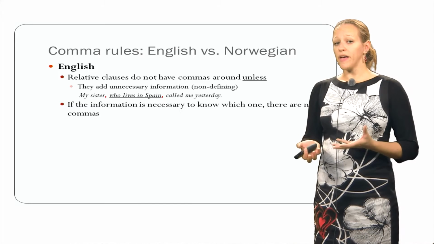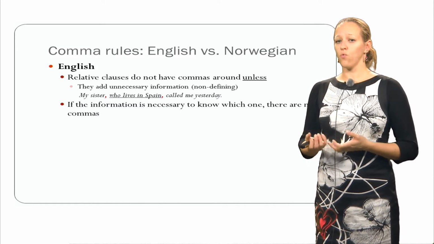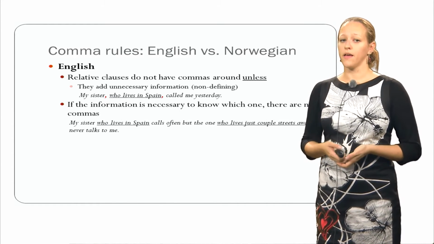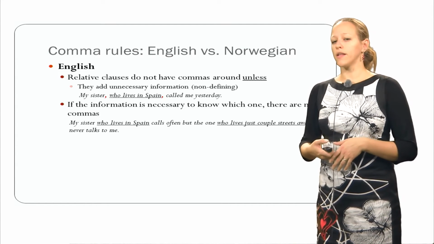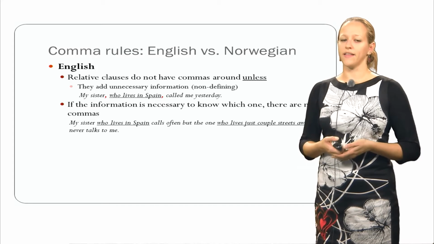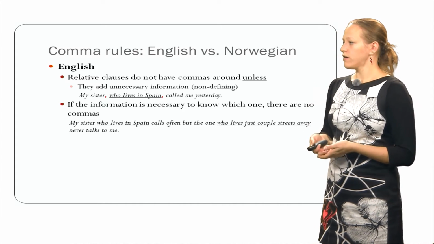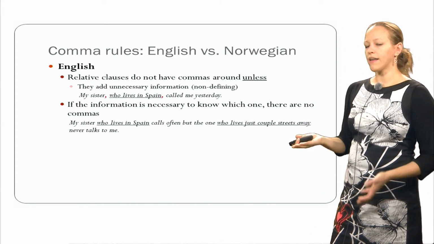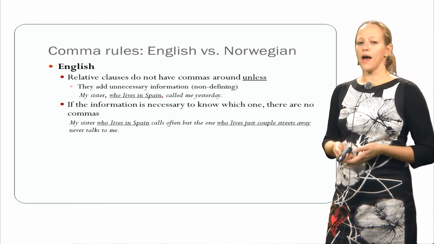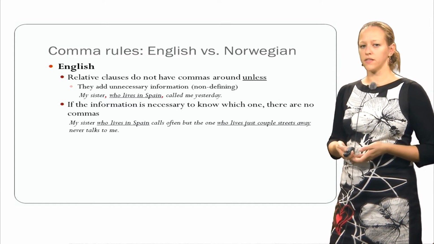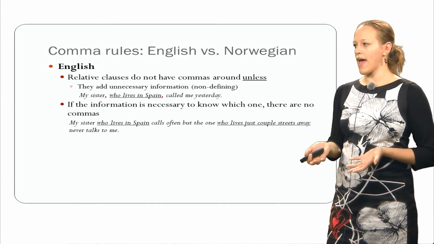However, if the information is necessary to know which one, there are no commas. My sister who lives in Spain calls often, but the one who lives just a couple streets away never talks to me. Here, you would not know which sister unless I said which one, and that's why these relative clauses are necessary and don't have commas around them.